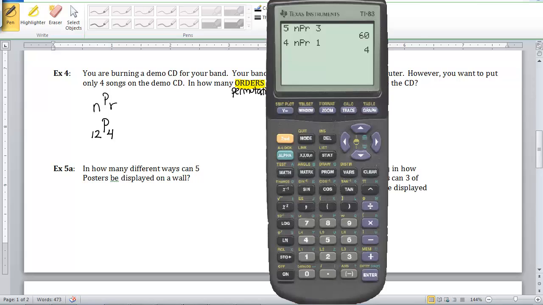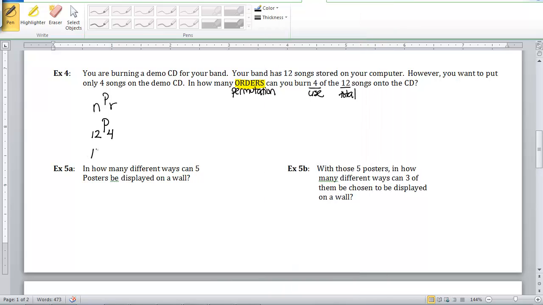Again, I can just calculate this on my calculator. 12, math, scroll over to probability. Option 2 is nPr, r is 4, and it looks like there would be 11,880 different orders that I could burn 4 of 12 songs.